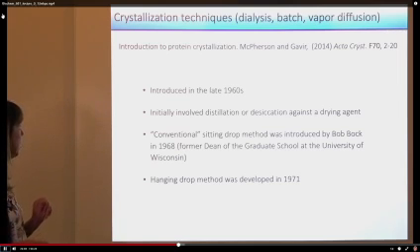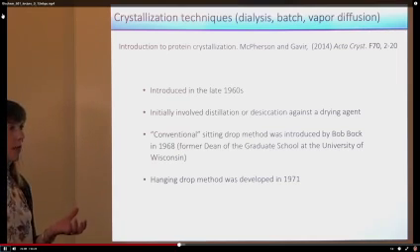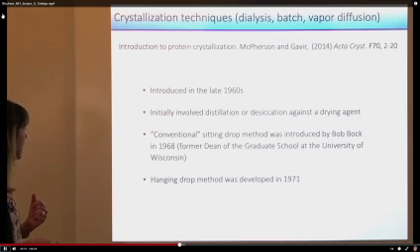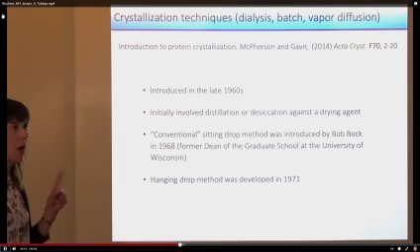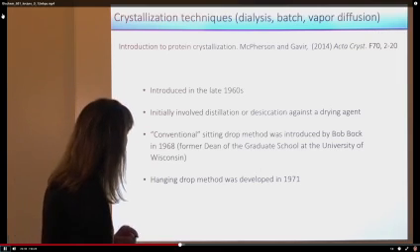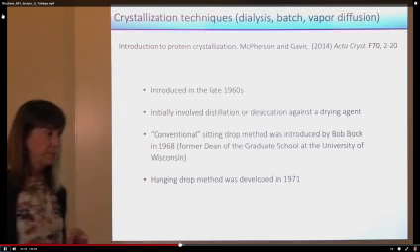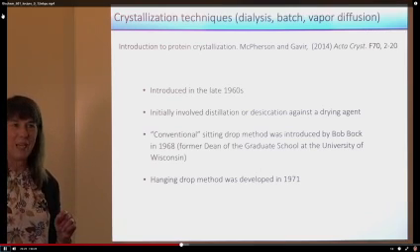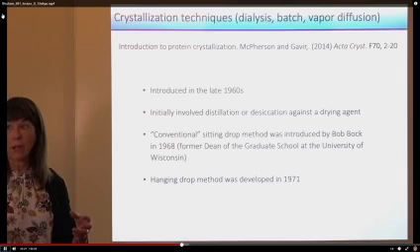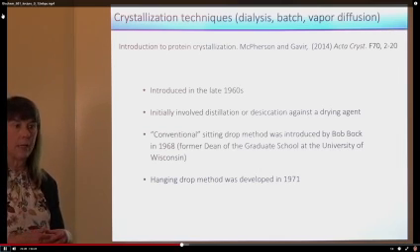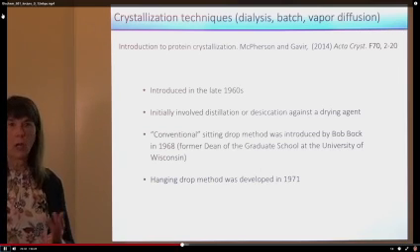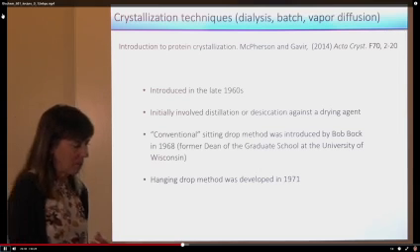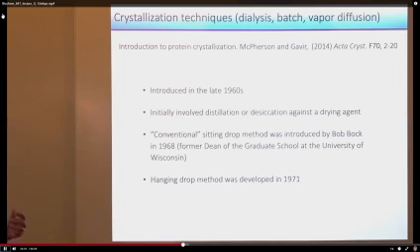So the vapor diffusion method was introduced back in the 1960s, and it involved basically drying down your solution. But this conventional sitting drop method was introduced by Bob Bach, who was our graduate school dean here at the University of Wisconsin. Bob Bach was the dean when I got my job here. He was a really neat person. You'd be walking back to class or something, and he'd see you. He knew your name, he knew what kind of research you were doing. It was really neat. So the hanging drop method, which is what's used these days, was developed in 1971.